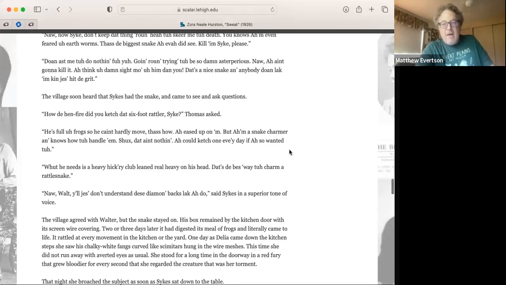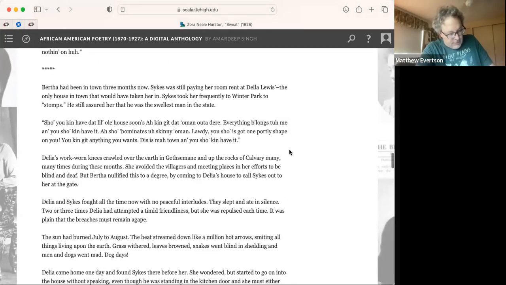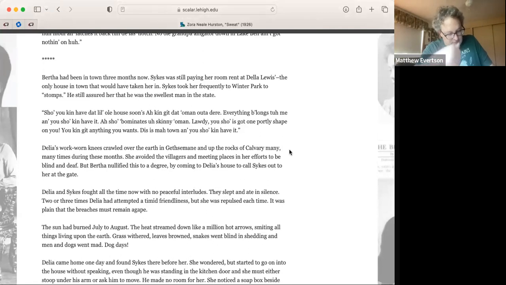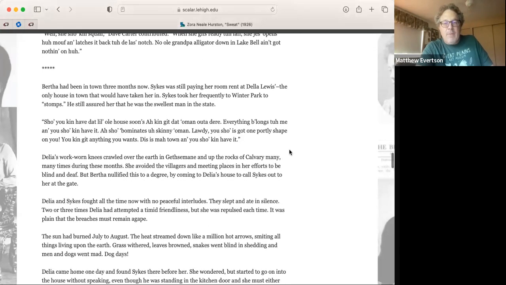And so we have a line here early that says, "Delia and Sykes fought all the time now with no peaceful interludes. Delia's work-worn knees crawled over the earth in Gethsemane and up the rocks of Calvary many, many times during these months. She avoided the villages and meeting places in her effort to be blind and deaf. But Bertha nullified this to a degree by coming to Delia's house to call Sykes out to her at the gate." Just awful stuff that's happening to Delia.